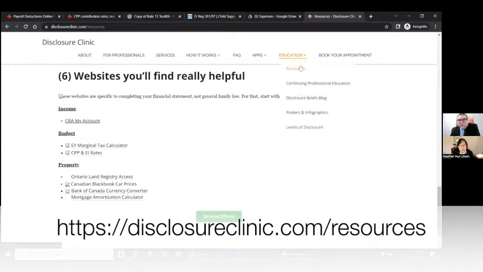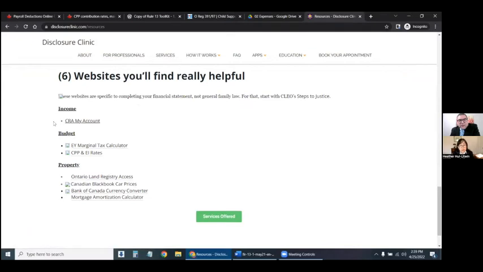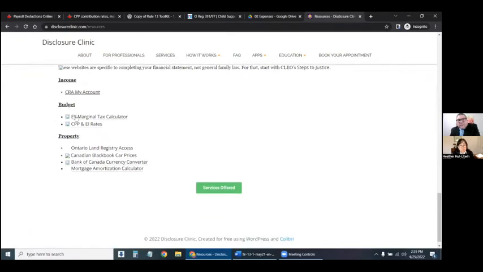Okay, so education resources. Scroll down. Obviously, the CRA, My Account we discussed. But for the budget, I have links to a tax calculator, which will actually tell you your tax if you plug in your income. And it's funny, but for employers, Revenue Canada has a calculator to figure out CPP and EI.